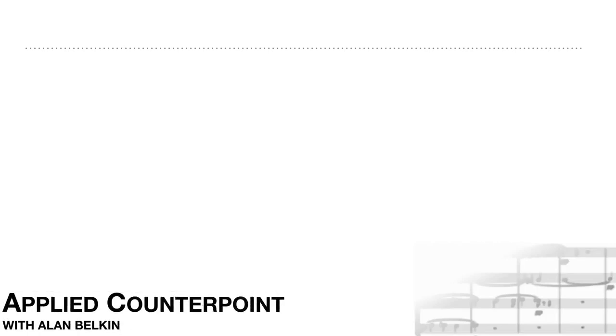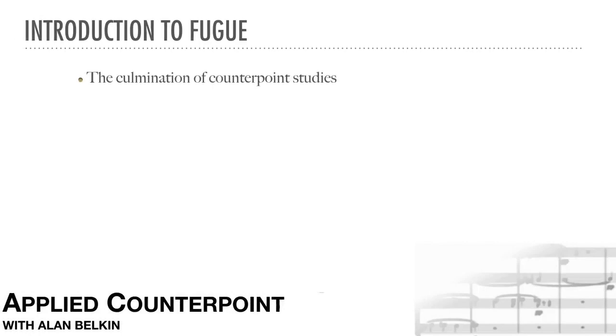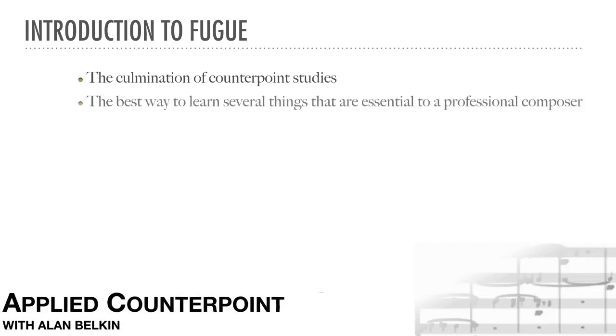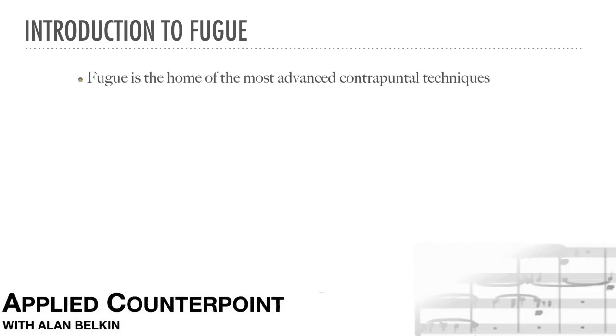Now that we've covered the basics of vocal and instrumental counterpoint, the student should have achieved a certain fluency. It's time to move on to fugue. Fugue is the culmination of counterpoint study, and it's the best way to learn several things that are essential to a professional composer. Why? First, fugue is the home of the most advanced contrapuntal techniques.